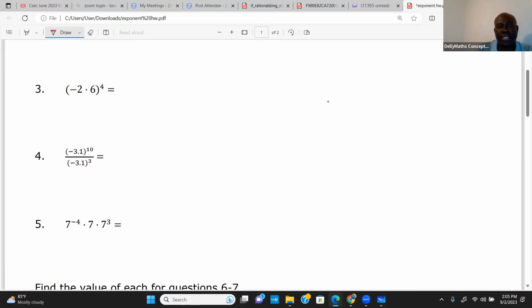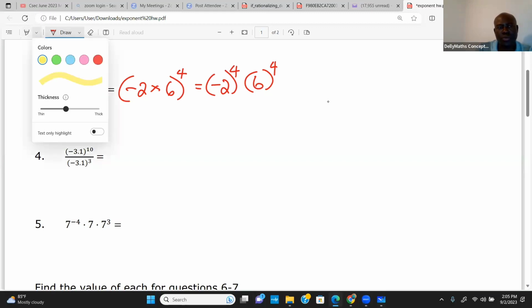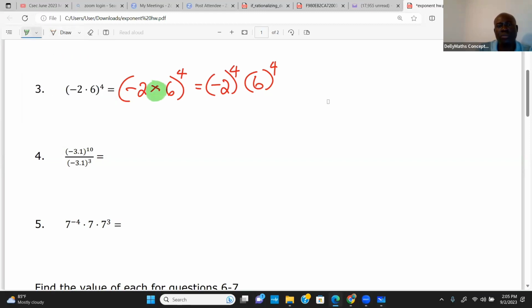Let's take a look at the third example. For this one, what we're looking at is basically -2 times 6, and this is raised to the 4th. What this really means is that the -2 will be raised to the 4th. The +6 will also be raised to the 4th. So because we're multiplying here, we are able to execute the idea like that.